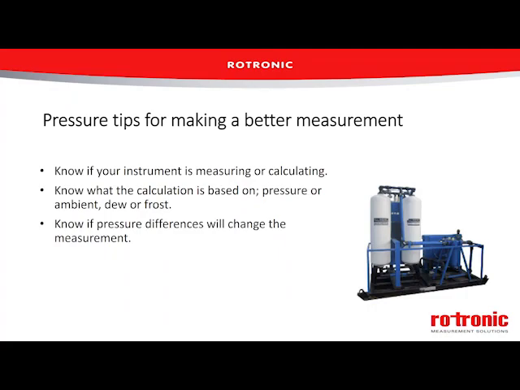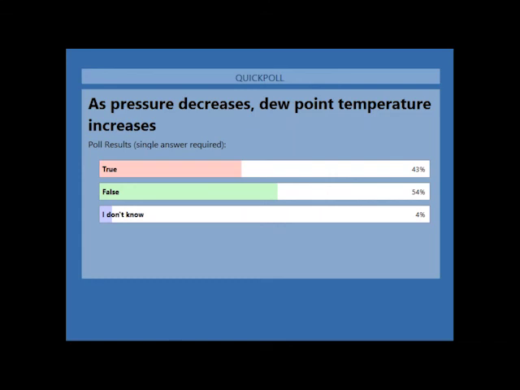Share the results. The answer is false. As pressure decreases, your dew point temperature goes down and your system gets drier. That's the rule of thumb. As pressure decreases, dew point decreases, you get drier, relatively speaking. As pressure increases, dew point temperature goes up and approaches saturation.